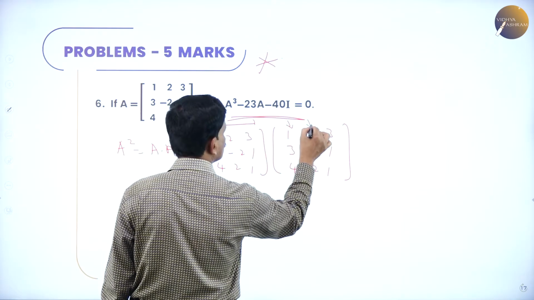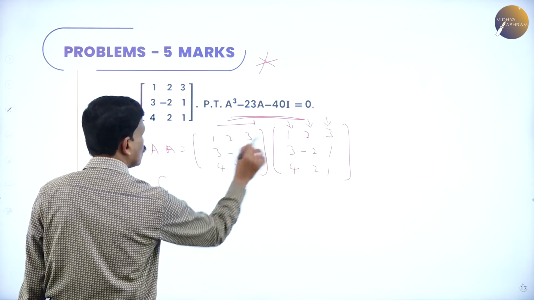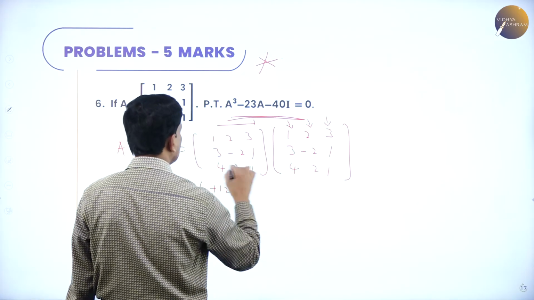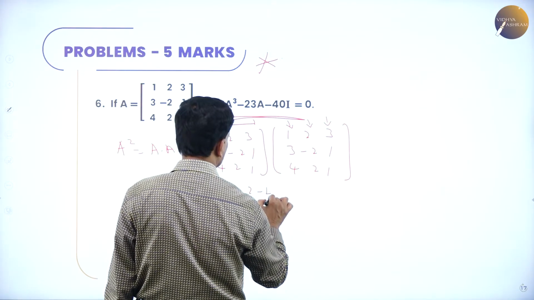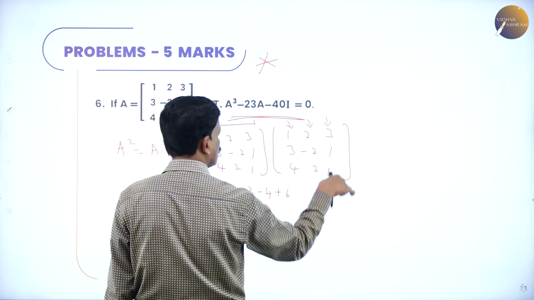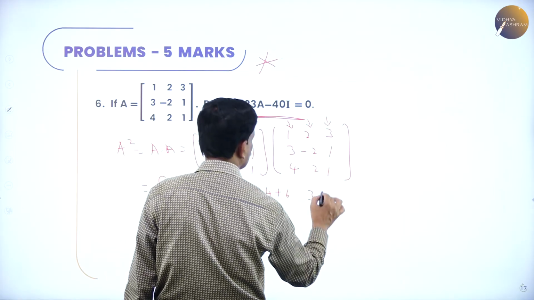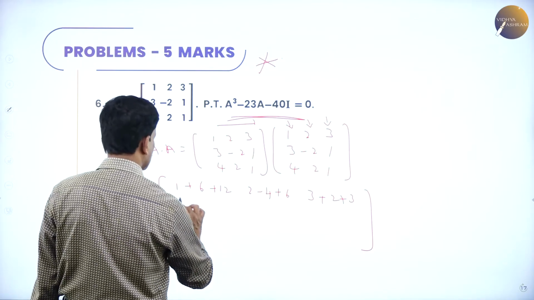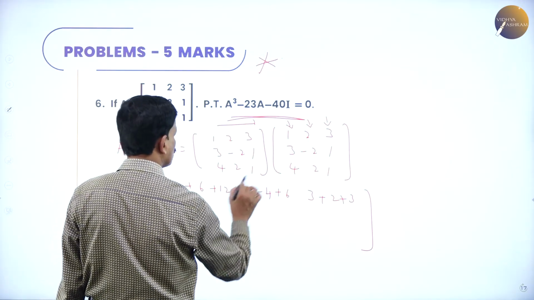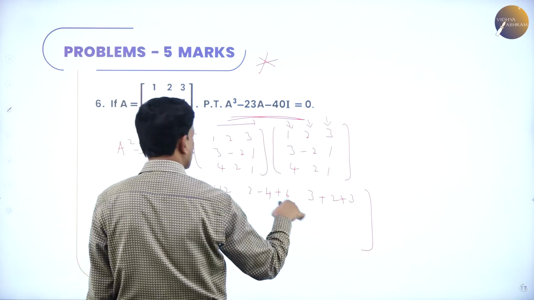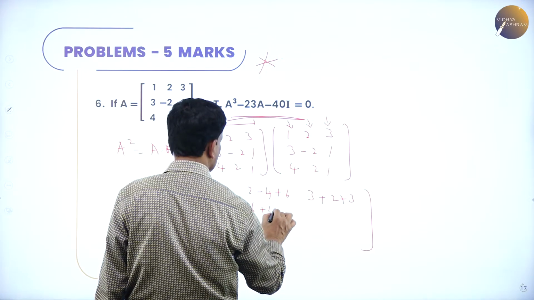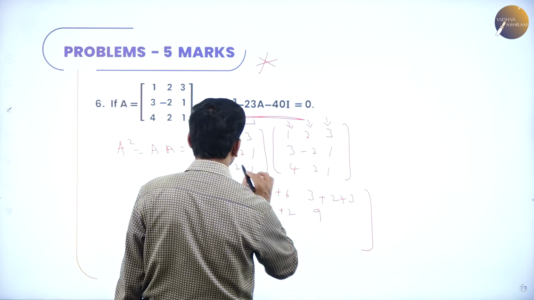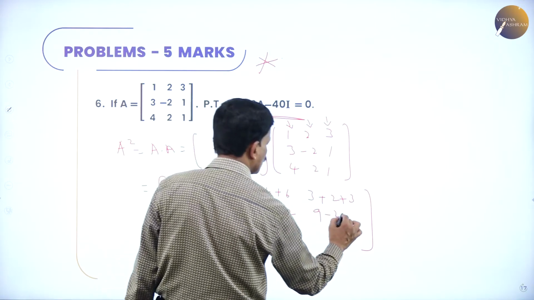First row, first column, second column and third column. So, 1 1s are 1 plus 2 3s are 6 plus 3 4s are 12. Again 1 2s are 2 plus 2 2s are 4 plus 3 2s are 6. Same row, last column: 1 3s are 3 plus 2 1s are 2 plus 3 1s are 3. Next, second row, first column: 3 1s are 3 minus 3 2s are 6 plus 1 4s are 4. Second row, second column: 3 2s are 6, minus into minus plus 4, plus 2 1s are 2. Second row, last column: 3 3s are 9 minus 2 1s are 2 plus 1 1s are 1.